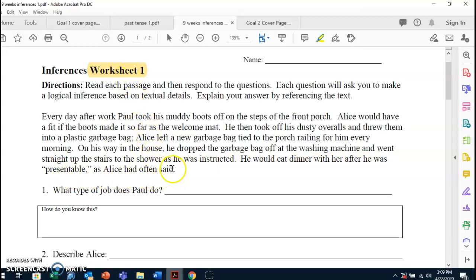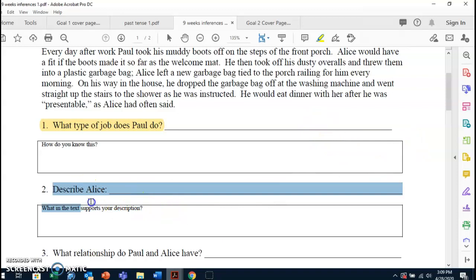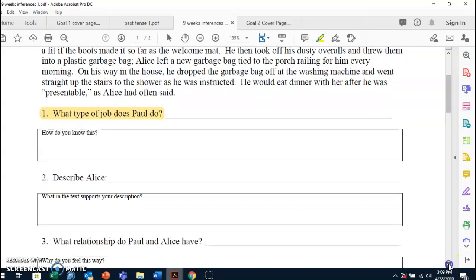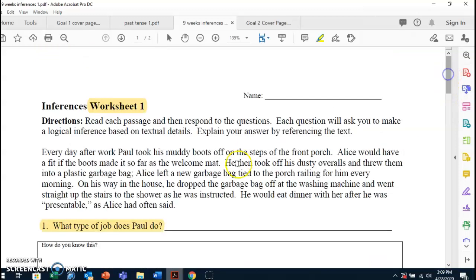So you're allowed to read this 2 to 3 times, and we are only answering question 1. You do not need to answer question 2 or question 3. It's only question 1. From here, we are going to underline clues.